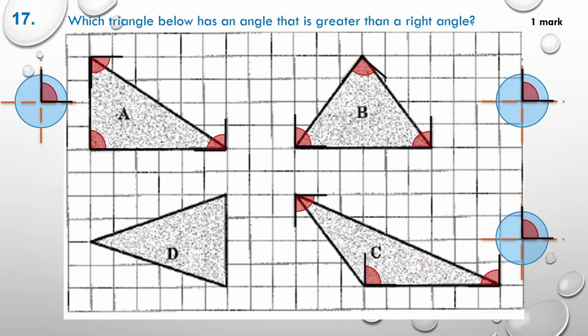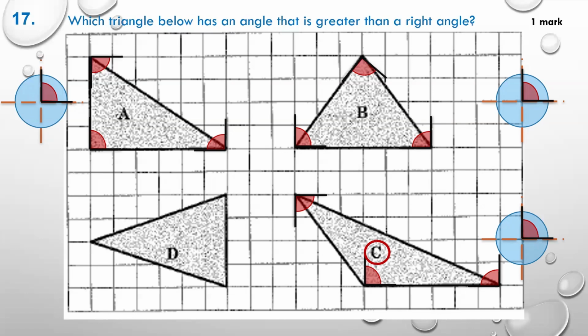What about this corner here? Look at the bottom of C, the bottom left side of the base, and the angle is more than 90 degrees. So this is our answer. C is a triangle which has an angle that is greater than 90 degrees.